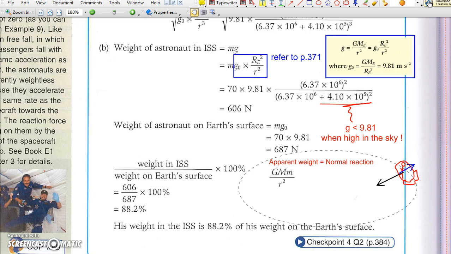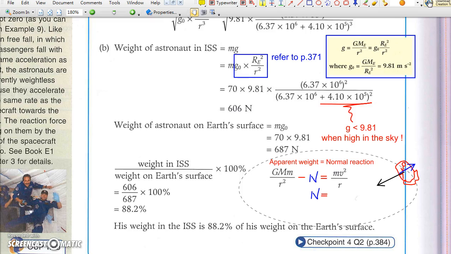And so, GMm over r squared minus the reaction force N equals mv squared over r, or equals m r omega squared. So the apparent weight N, which is also the normal reaction, is always less than the actual weight mg. The net force equals the centripetal force. In particular, for an astronaut orbiting the Earth in an orbit, his apparent weight is 0. He does not feel his weight, and we call this weightlessness.